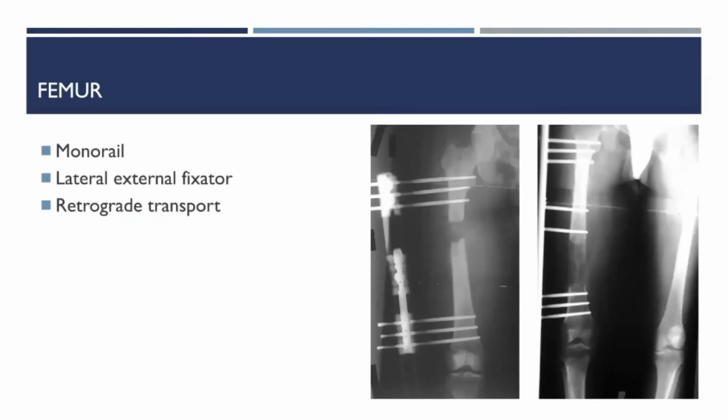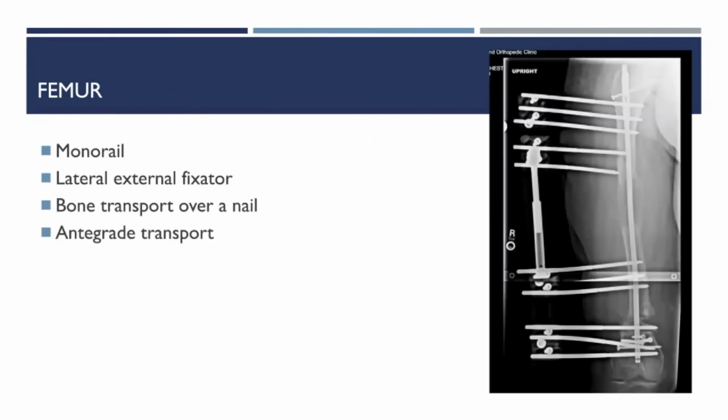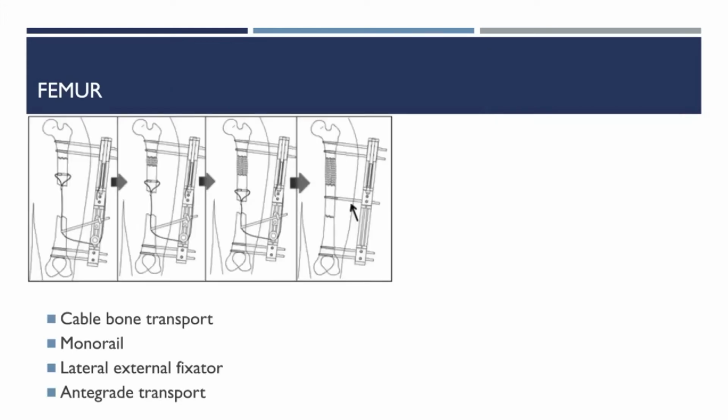Here is a proximal diaphyseal femoral bone defect. We've got a monorail, laterally based external fixator with a retrograde bone transport, pretty straightforward case. Here is a distal femoral metaphyseal segmental bone defect secondary to infection, laterally based external fixator with a bone transport over a nail. Here is cable transport in the femur, monorail, laterally based external fixator with cable transport in an antegrade direction. Note the additional pin and stability once docking has been achieved.